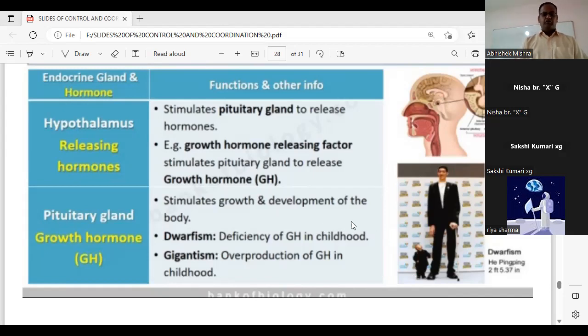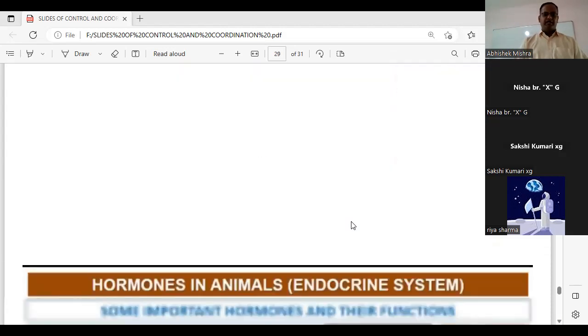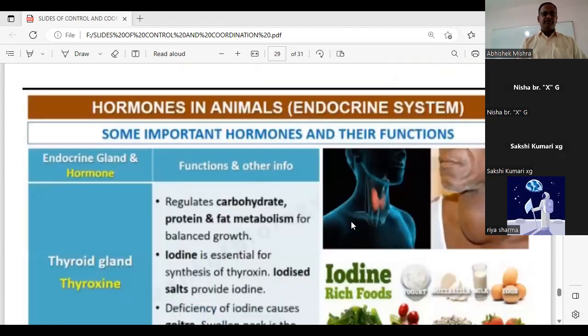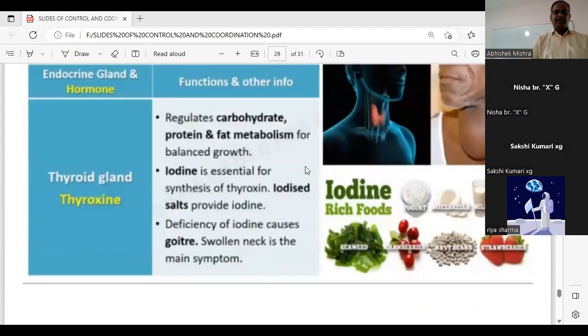Now, we will move to the next gland, and that is the thyroid gland. Very, very important. The thyroid gland secretes a hormone whose name is thyroxine. And what is the function of this hormone? It regulates carbohydrate, protein, and fat metabolism for balanced growth. Iodine is essential for the synthesis of thyroxine, and that is why we are supposed to take iodized salt. Deficiency of iodine causes goiter, where the neck swells up.